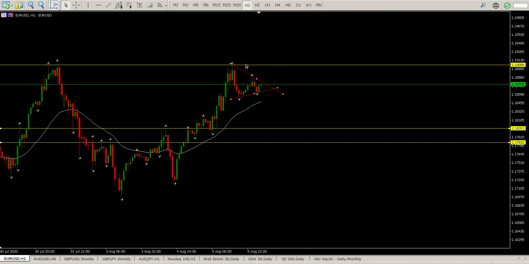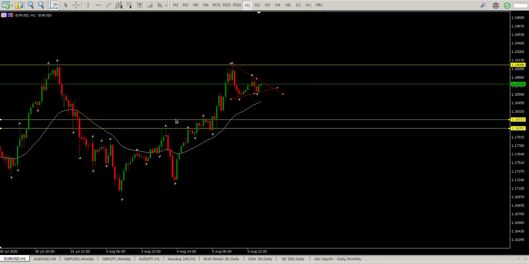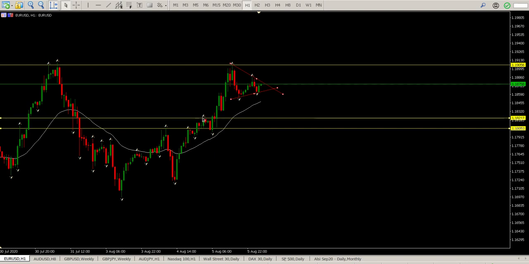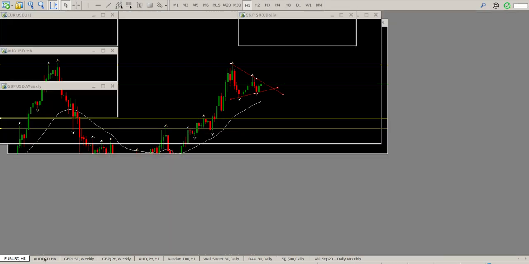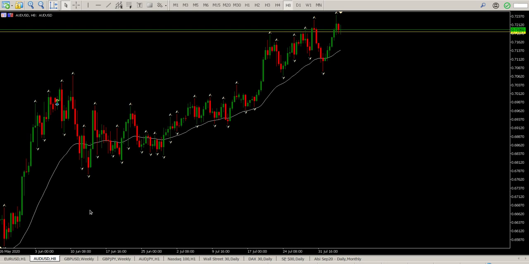If we get through this 119.056, come back and test it, that's my entry for long. Otherwise I'm looking for a deeper pullback, and the pullback I'm looking for at the moment is, let's use this level here, between the areas of 118.217 and 118.053.